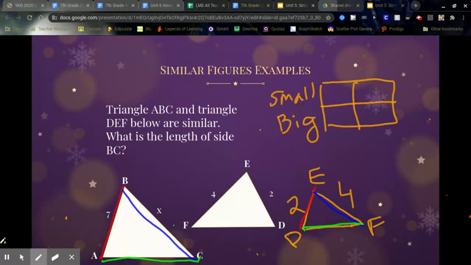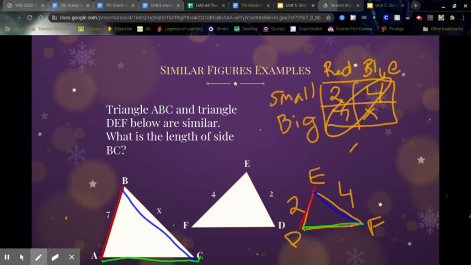Okay, so now on my big one, I've got red with a number, and I've got blue with a number or an X. On the big one, the red is 7, and the blue is X. And then on the small one, the red is 2, and the blue is 4. Okay, and then we cross multiply. 7 times 4, that's 28, and then we do 28 divided by 2. We divide by the leftover number, and that would be 14. So X would equal 14. Okay, and that's all you have to it, guys.